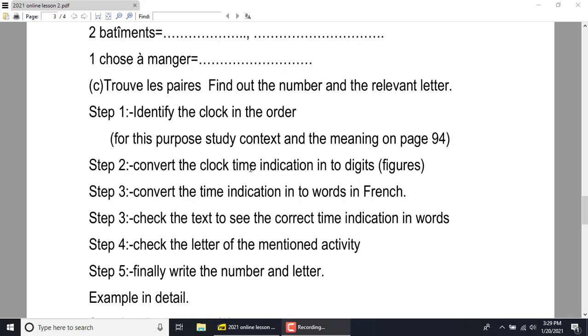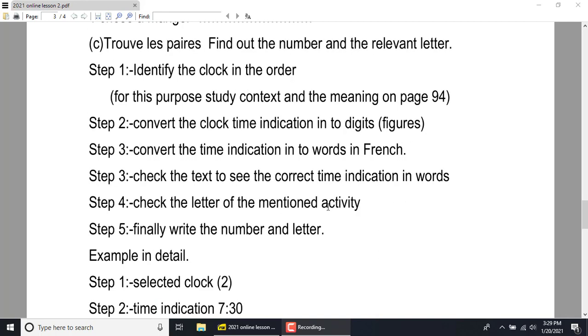Step 2, convert the clock time indication into digits. Then remember to convert it immediately into words, because on page number 94 the time indication is given as a word expression. Then check the text and see where the time indication is. Then come to page number 95 again and see the activity with the letter. What is the activity? Finally, write the number of the clock and the letter.